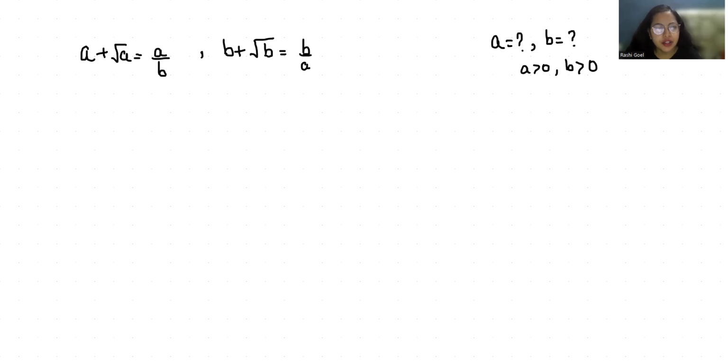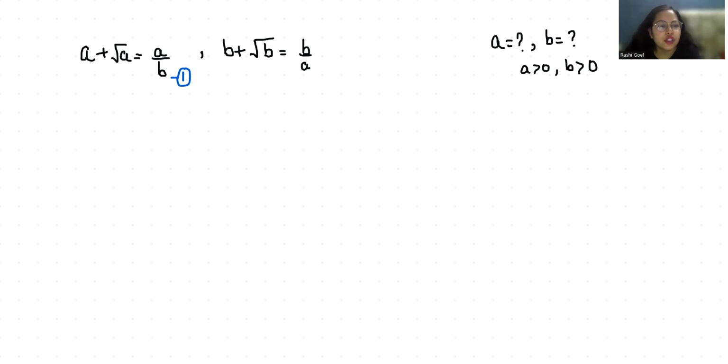My name is Rashi Goel and in this video we are going to solve a plus square root of a is equals to a by b. This is our equation first, and b plus square root of b is b by a, and we have to find the value of a and b.